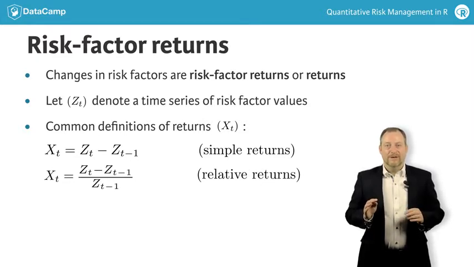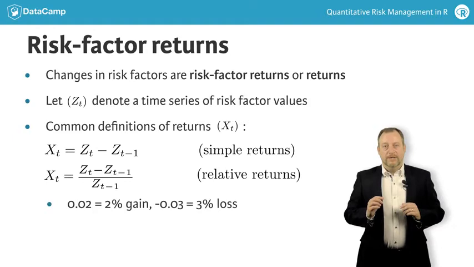The second definition is the easiest to interpret. The relative returns are the differences divided by the initial values. If you multiply the relative returns by 100, you get percentage changes. So if a stock has a relative return of 0.02, it gains 2% in value. If it has a relative return of minus 0.03, it falls 3% in value.